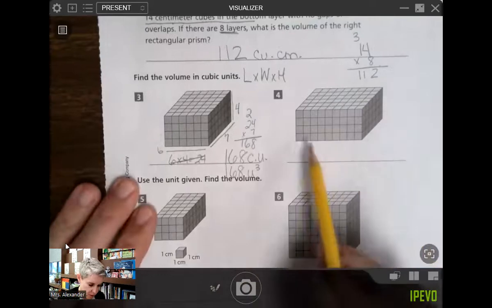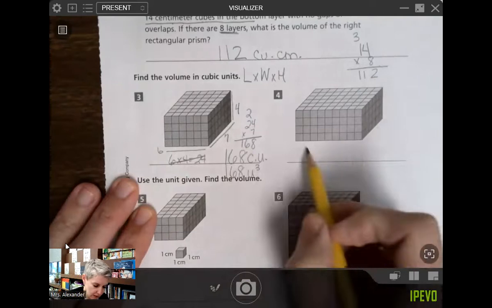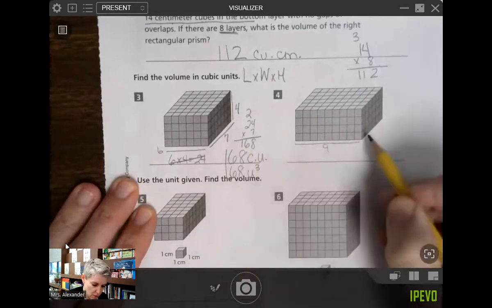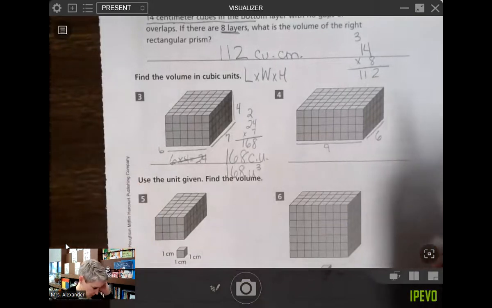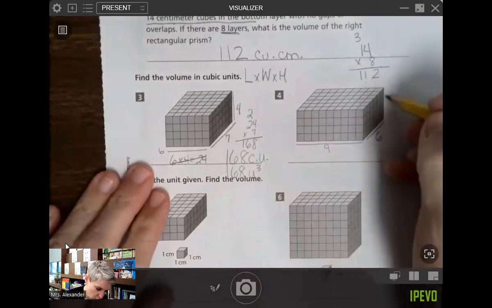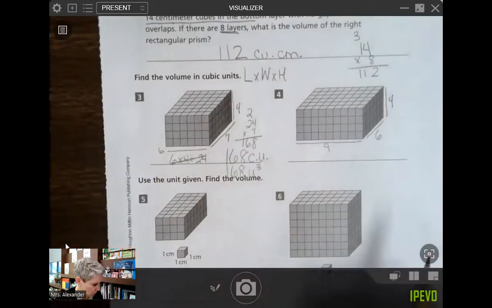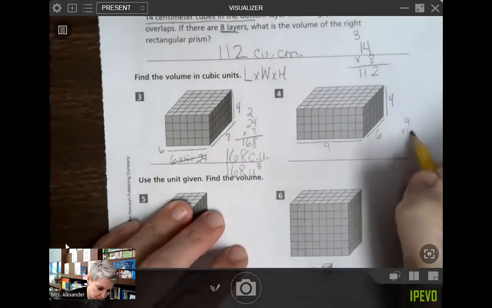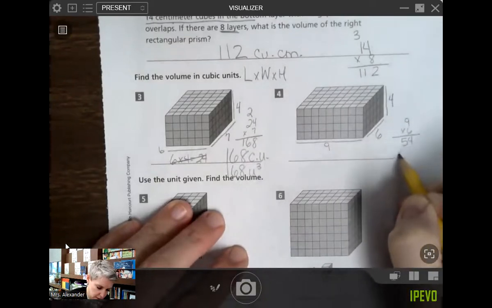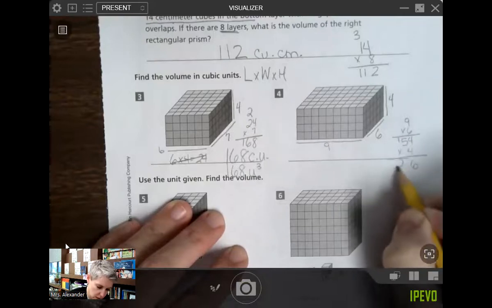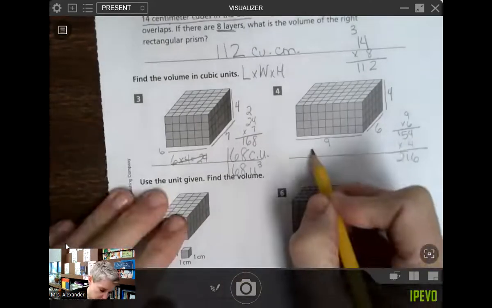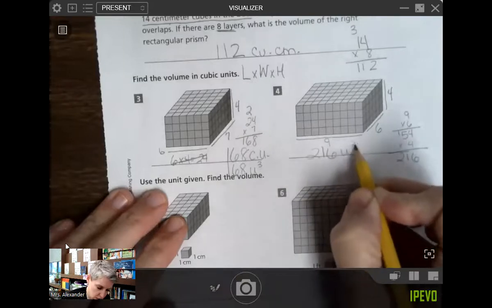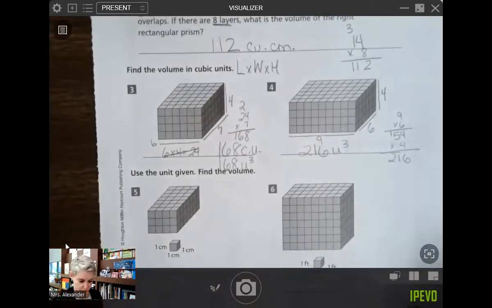Okay, number 4. The length is 1, 2, 3, 4, 5, 6, 7, 8, 9. 9 for the length. 1, 2, 3, 4, 5, 6 for the width. And 1, 2, 3, 4 for the height. So now I'm going to do 9 times 6 equals 54 times 4 equals 216 cubic units. I'll write it that way for that one.